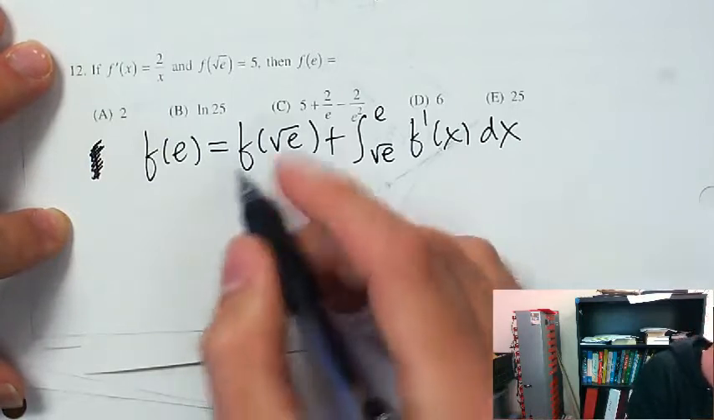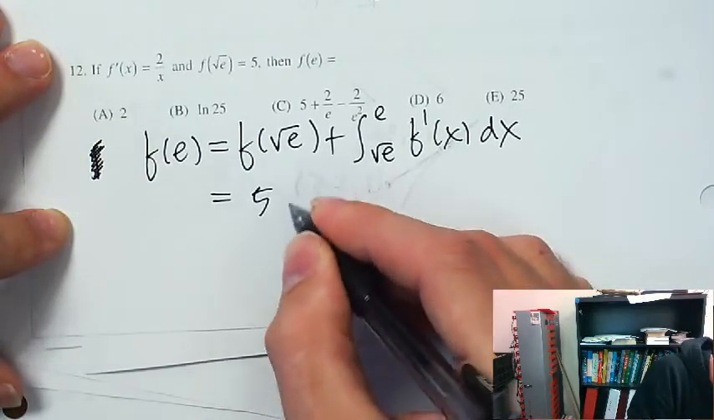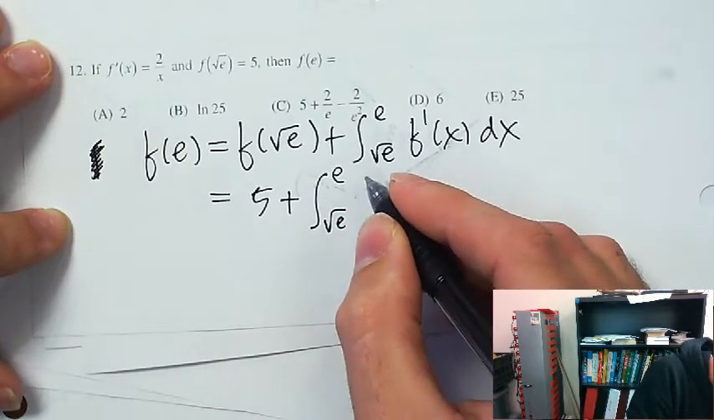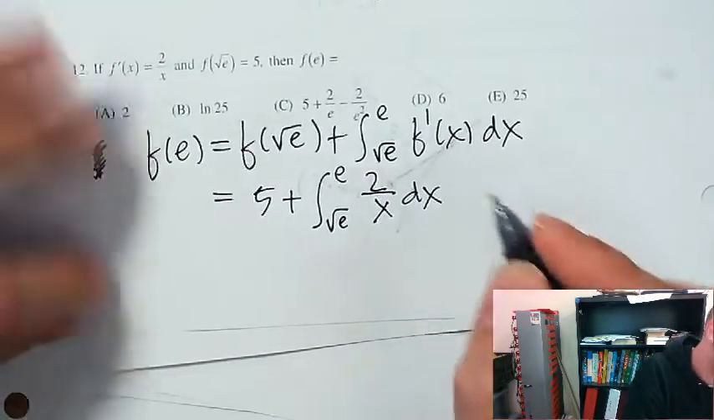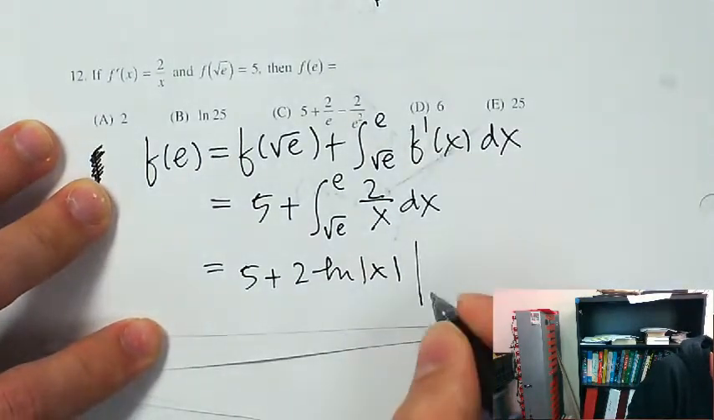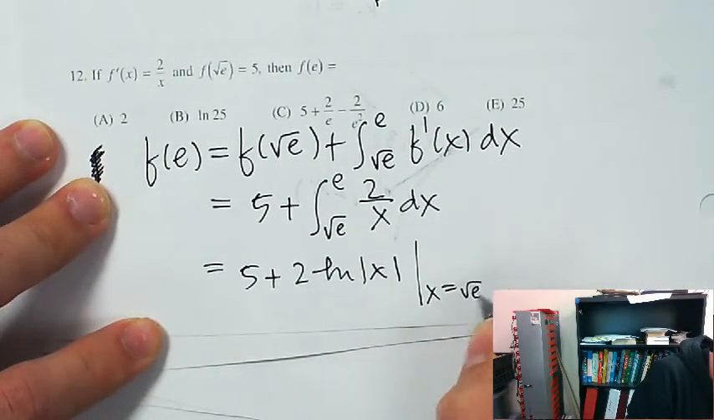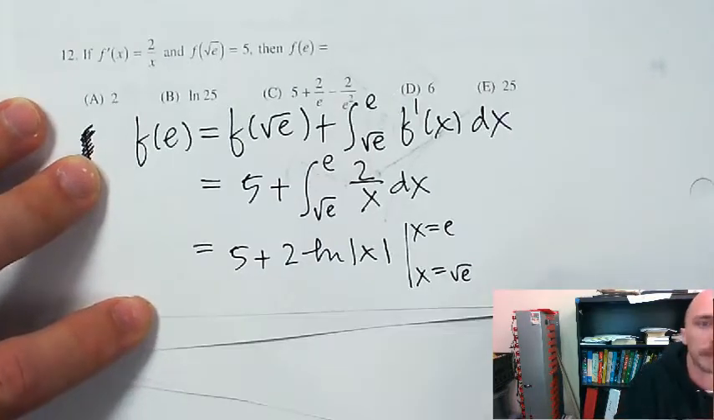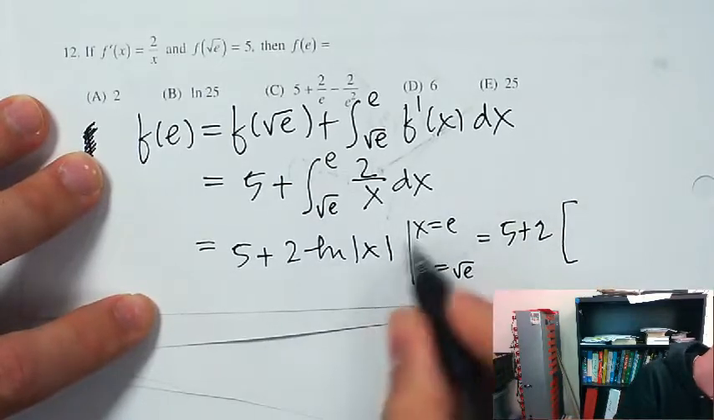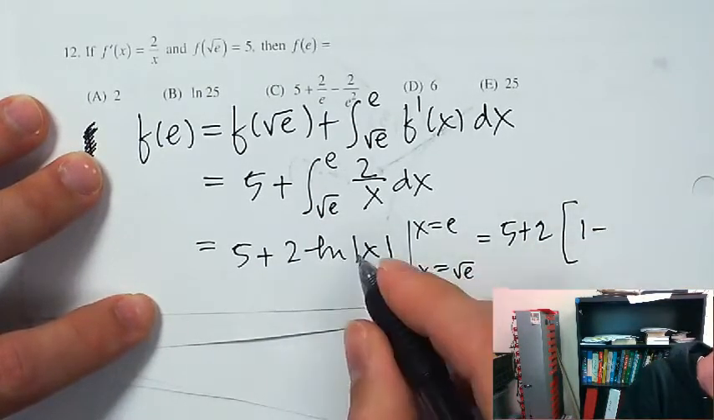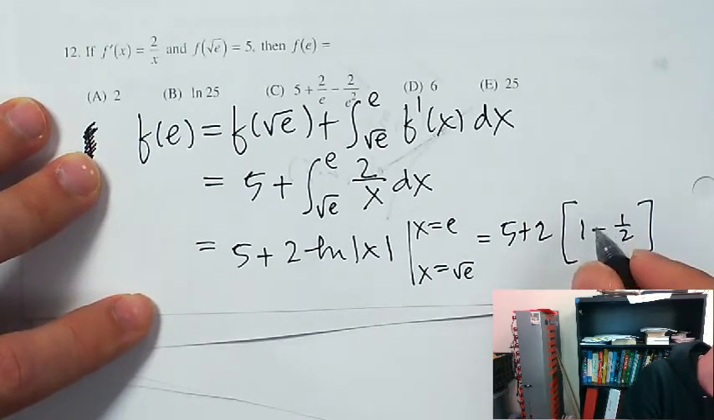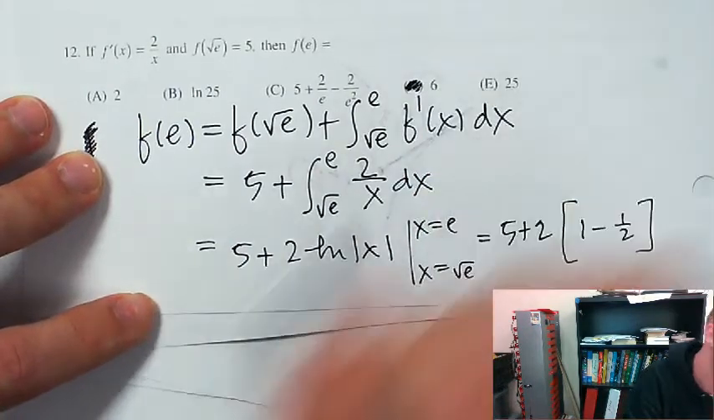So that's going to be equal to 5, and then I'm going to add in the integral from the square root of e up to e of 2 over x dx. Okay, so 5 plus 2 log of the absolute value of x as x runs from the square root of e to e. So that's going to be 5 plus 2 times, the log of e is 1, minus the log of the square root of e, which is a half. 5 plus 2 times a half is 5 plus 1, and that's going to be 6.